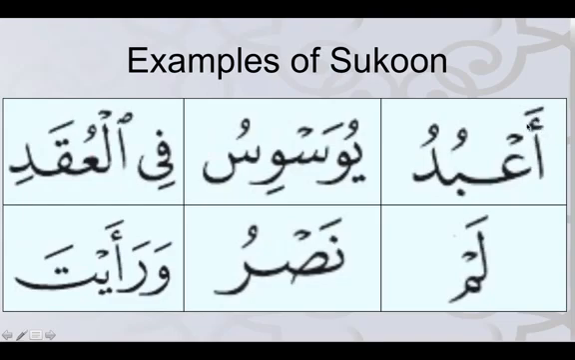So, Hamza Fatha, Ain Sukoon: A. And the word is A'budu. Now let's imagine for a second that if this wasn't a Sukoon, imagine for a second that Ain had a Fatha on it. How would you say it? You would say Hamza Fatha A, Ain Fatha A. So it would be A'abudu. But that's not the case here. It's not A'abudu. It's A'budu.